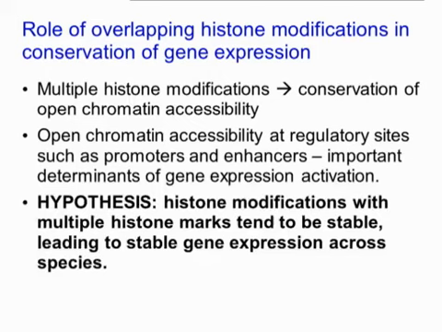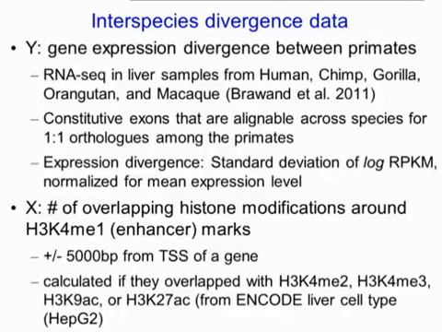And that's what I just showed, okay? Open chromatin accessibility at the regulatory sites, such as promoter or enhancer, these are important determinants. So our hypothesis: histone modification with multiple histone marks tends to be stable, leading to stable gene expression across species. Here the y-axis is the gene expression divergence between primates, and again this is RNA-seq data in liver sample.